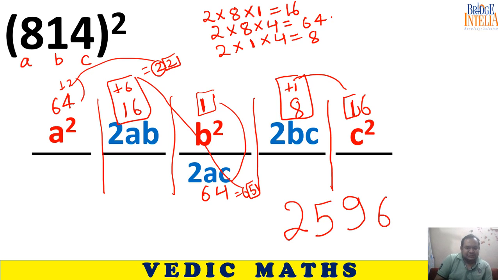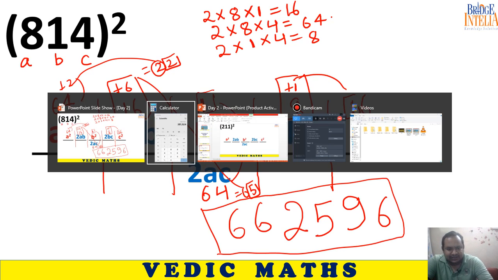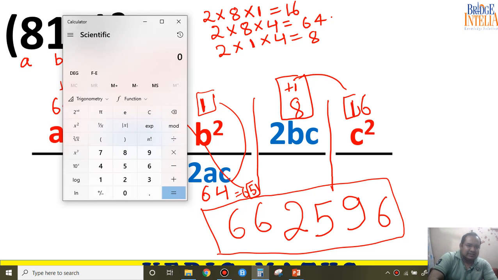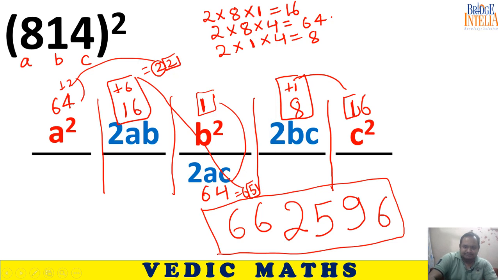So 64 plus 2 is equal to 66. So we write 66 as it is. So this is our final answer, 662596. So let's verify. So question is, you can see here 814 whole square. So 814 whole square is equal to 662596.